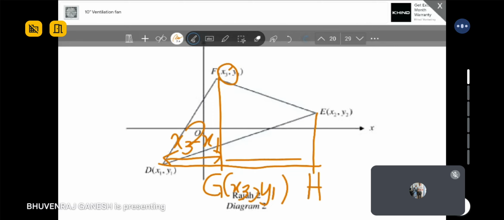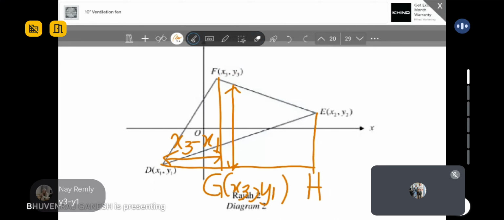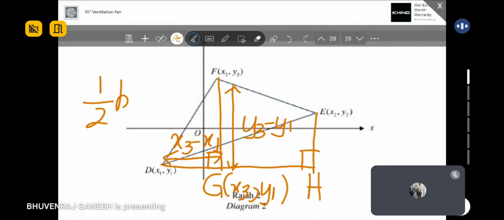Okay, wait, not this one. This one, what is this length? Apa panjang yang ni pula? How much? Ketinggian segitiga tu. Okay, this one is y3. Yes. Okay, y3 minus y1. Okay, all of these are right angle triangles lah, guys. Semua segitiga sudut tegak. So whenever I tell right angle triangle, you must think of this formula.